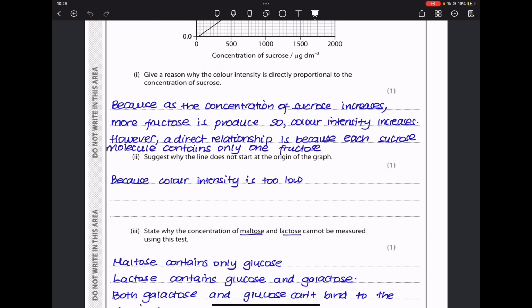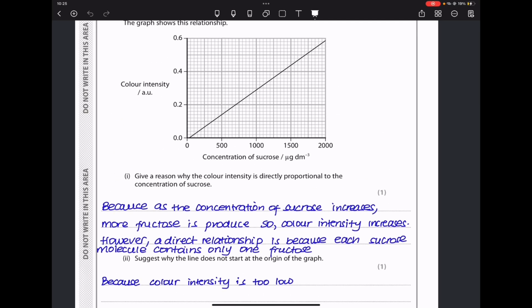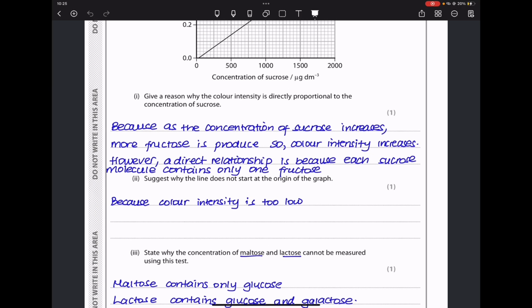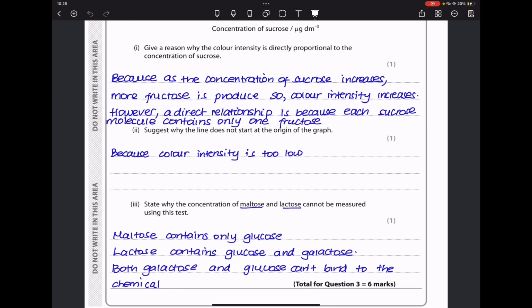Next, they say suggest why the line does not start at the origin of the graph. So the origin of the graph would be at the point here, but it starts at a point which is around here. This could be because if we have very low sucrose concentration, yes, there will be some digestion, but the fructose produced is going to be so small to cause a significant color intensity. So I said because color intensity will be too low.